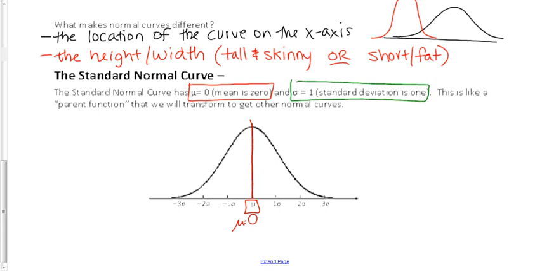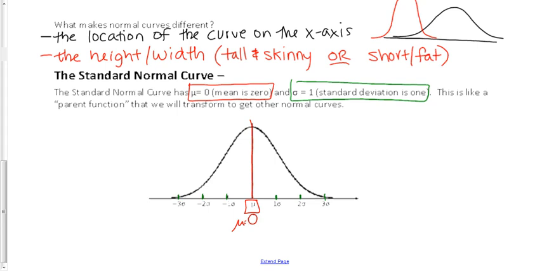So that means if I go out, my average spread of my data is 1 unit. So this is considered 1 standard deviation out. Over here, we'd have 2 standard deviations out. Over here, 3 standard deviations. This would be 1 standard deviation to the left, 2 standard deviations to the left, and 3 standard deviations to the left.